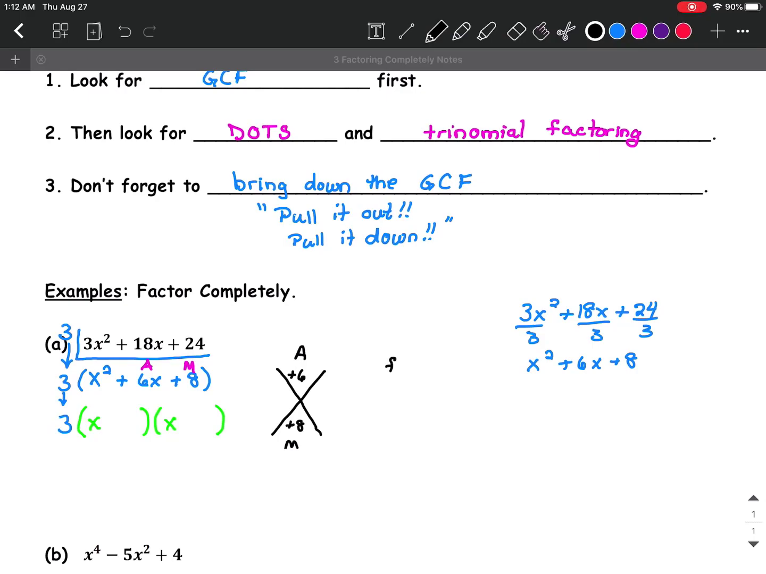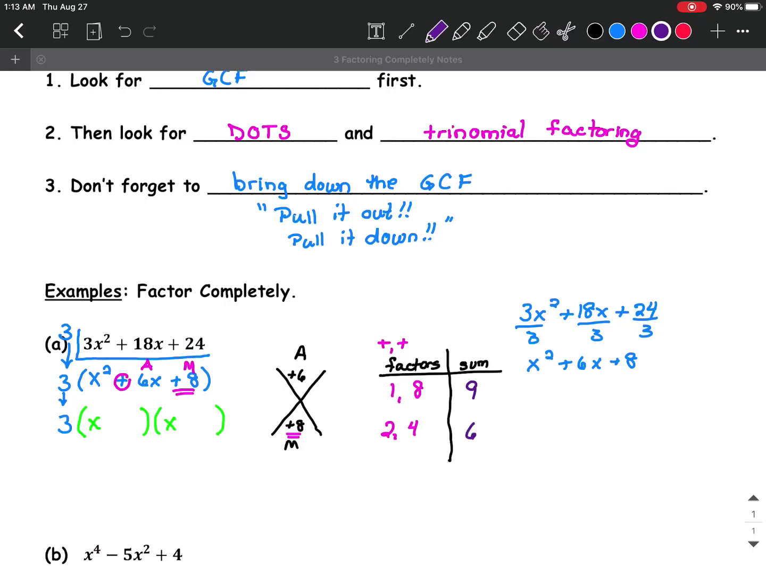So we're going to come over here, we're going to list our factors and our sum. We also need to know what they are going to multiply to. This 8 is positive, so the signs are the same. This 6x is also positive, so both of my numbers are going to be positive. My factors are both positive. All right, we need 2 numbers that multiply to 8. That would be 1 and 8, and 2 and 4, right? And that's it. There are no other numbers. Now, if we find those sums, 1 plus 8 is 9, 2 plus 4 is 6.